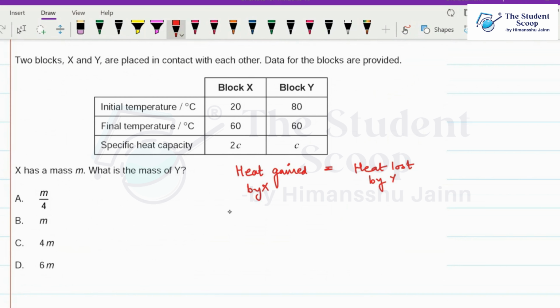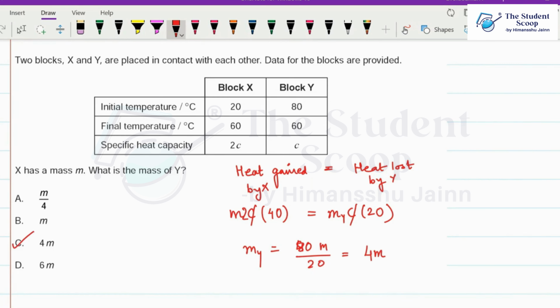So I can see the heat gained: mass of X is m, the specific heat capacity is 2C, and the change in temperature is 40 degrees for X. While for Y, it has another mass, let's say My, and the specific heat is just C, and the temperature change is 20 degrees. So we can cancel out the same parts here. We will get My equal to 80M over 20, so that will be just 4M, 4 times the mass. Okay, so this is how we can solve any problem.